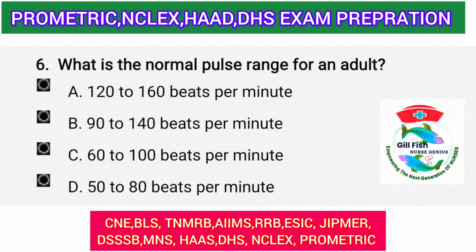So what is the correct answer here? You know this. Usually the pulse rate is going to be 70 to 82. That is a normal pulse rate, but they have given a range. So what is the correct answer here?